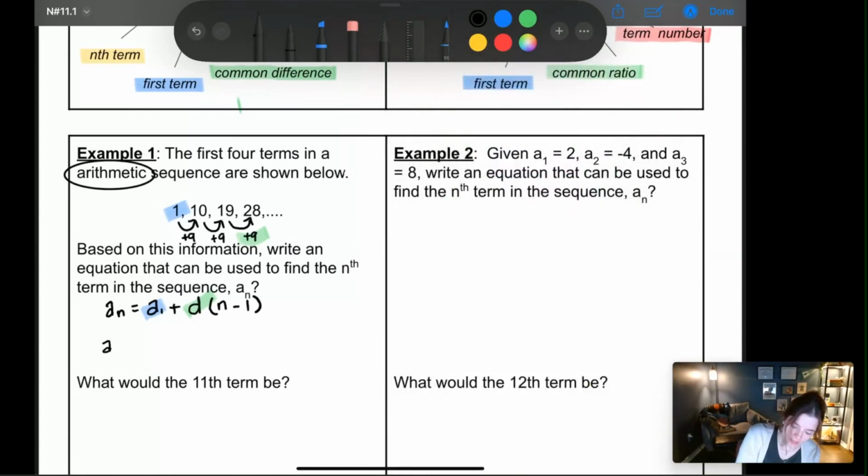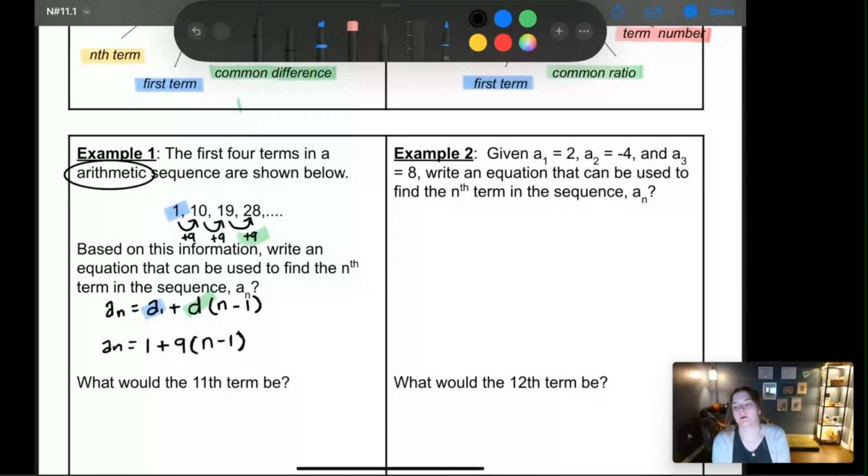So I know that a nth term is a1. Well, that was 1. Plus the common difference, which we said was 9. And parentheses n minus 1. We don't know what n is yet. You could probably see it below there, but it hasn't asked us yet. But you need to simplify. I don't want to leave my equation just like this. I want to simplify it.